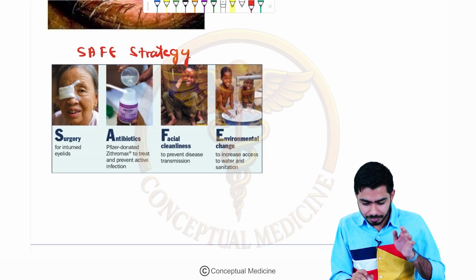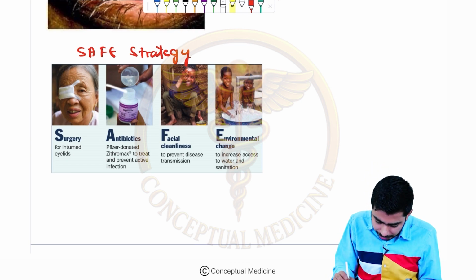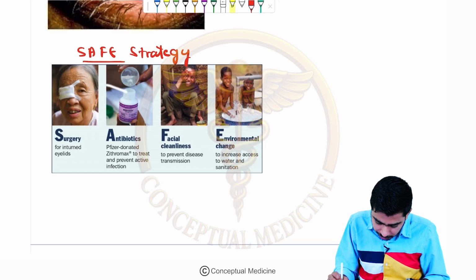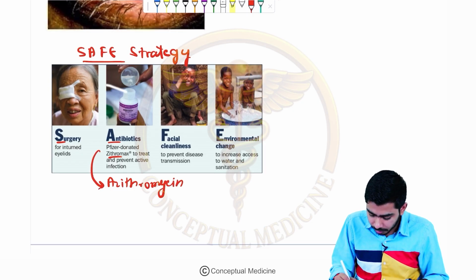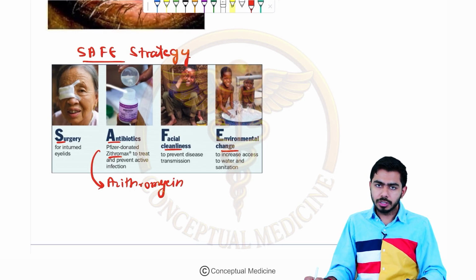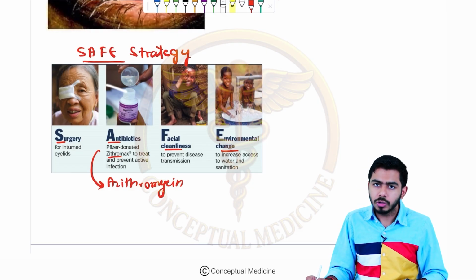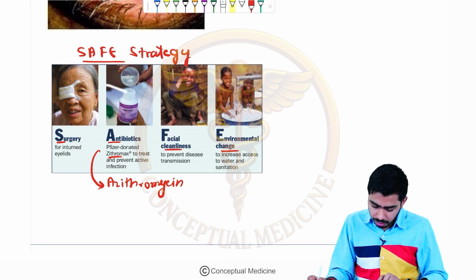On the world level, globally, we want to eradicate it. That is the SAFE strategy: S for surgery, A for antibiotic, which could be azithromycin, F for facial cleanliness and E for environmental change. That is the SAFE strategy under trachoma. That is an MCQ, and the full forms have already been asked, so please do remember them as well.